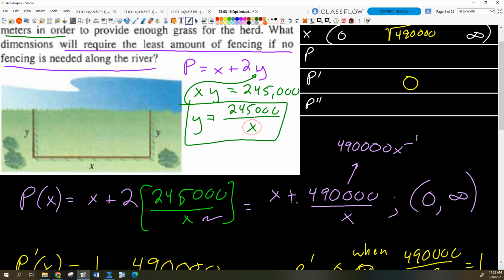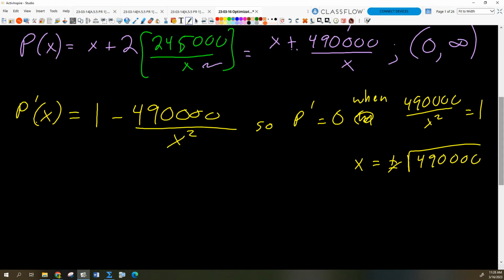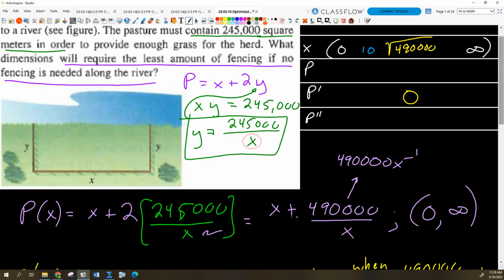So if I use the first derivative test, I would want to pick a test point, like a number less than that, like 10, for example, right? If I plug 10 into my first derivative, what's the sign going to be? 1 minus a huge number divided by 10 squared gives me what? If the top is really big and the bottom is relatively small, is that fraction going to be bigger than 1 or smaller than 1? Bigger. So 1 minus a big number is negative or positive? Negative.